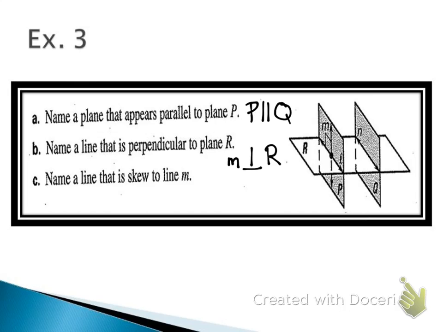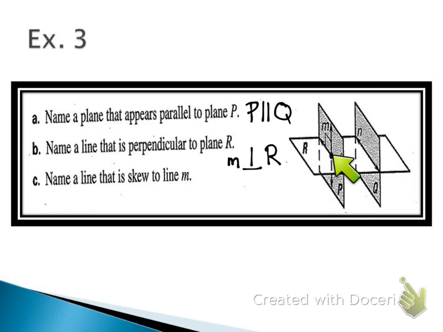Name a line that is skewed to M. So we're back with this line M. Which line is skewed to M? P is the plane, so it can't be P. We're talking about line M. Which one is skew with M? R is a plane. The only lines are M, L, and N. The rest are planes.